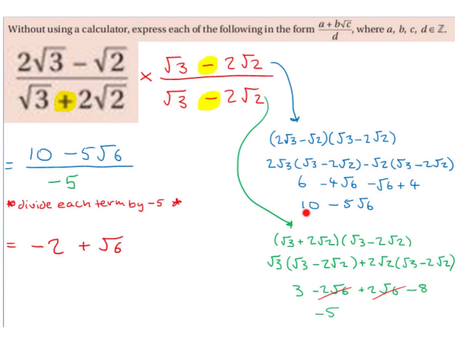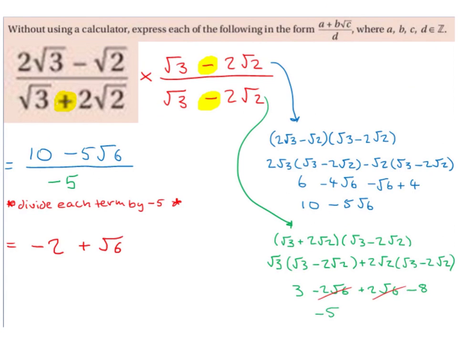6 plus 4 is 10, and minus 4 root 6 minus root 6 is minus 5 root 6, so that's technically minus 1 root 6. So minus 4 minus 1 is minus 5, so minus 5 root 6. So we get 10 minus 5 root 6 as our new denominator. And then we're going to multiply both of these. So it's the denominator by its conjugate. So work that out over here.